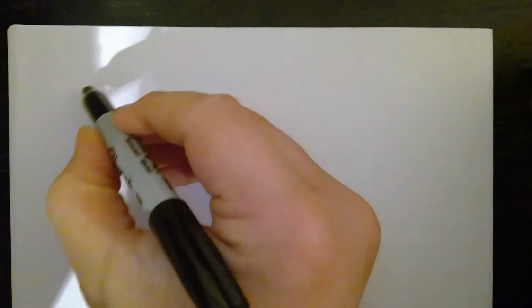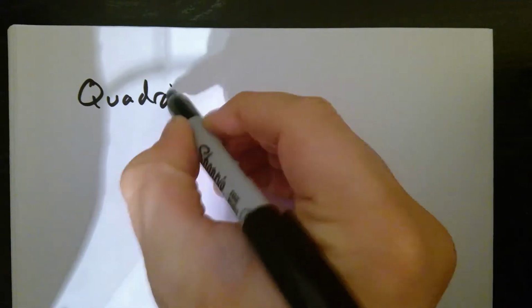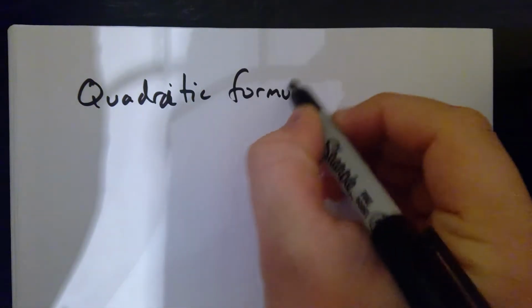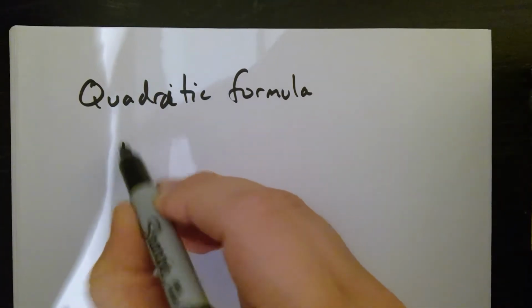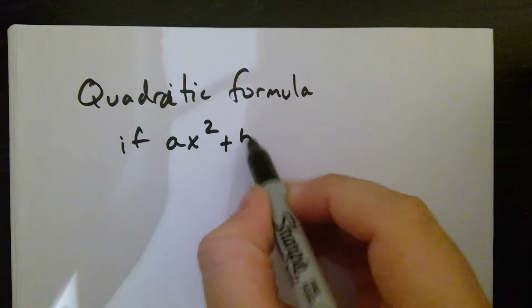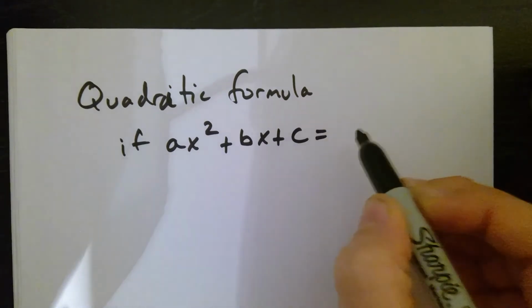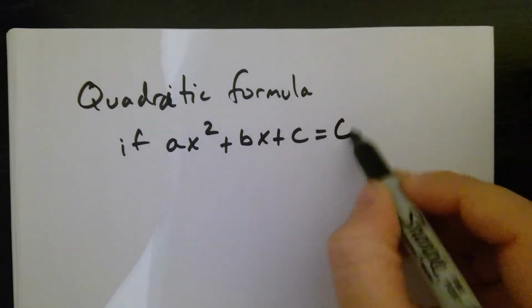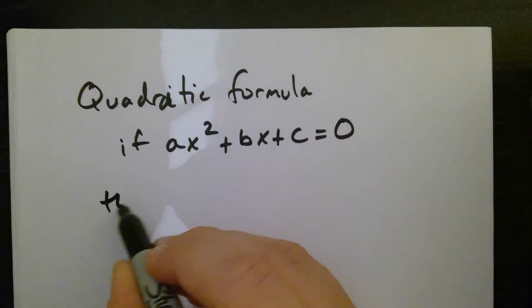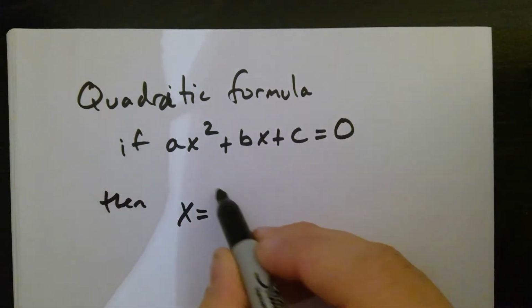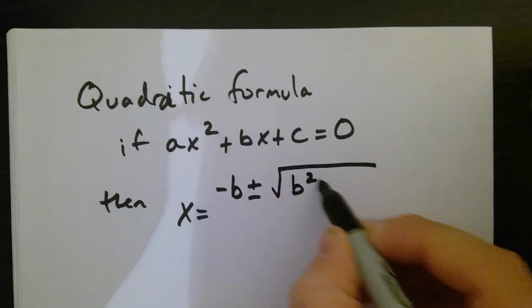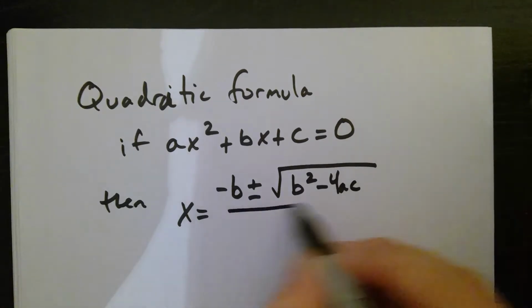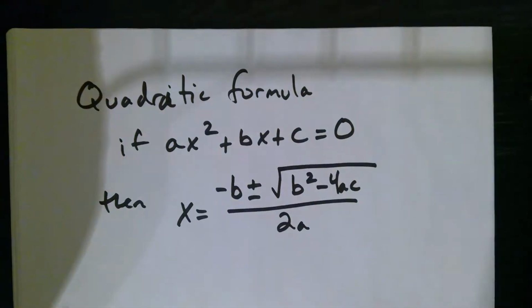Okay, so we have this cool formula called the quadratic formula. Now this tells us that for any equation, so if we have ax squared plus bx plus c equals, what must it equal? 0. Then x equals negative b plus or minus the square root of b squared minus 4ac, all over 2a.